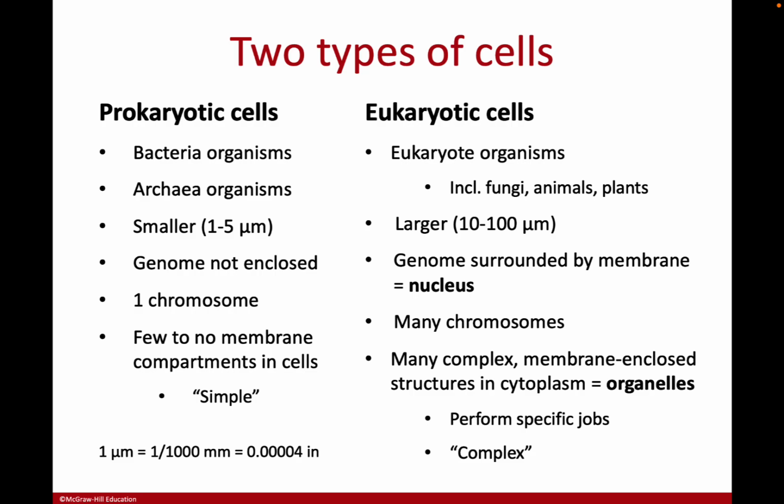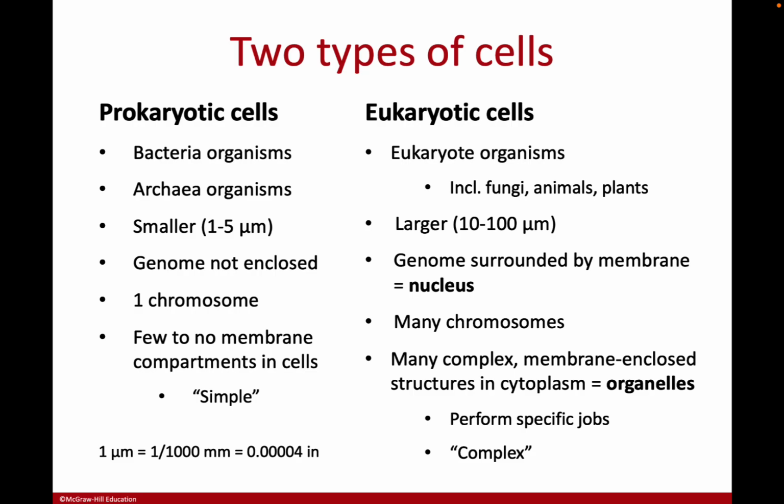Prokaryotic cells are found in bacteria organisms and these organisms called archaea. So both of those are single-celled organisms, and they are small. So prokaryotic cells are small, 1 to 5 micrometers. 1 micrometer is 1/1000th of a millimeter, which if you did that in inches is 0.00004 inches, so quite small.